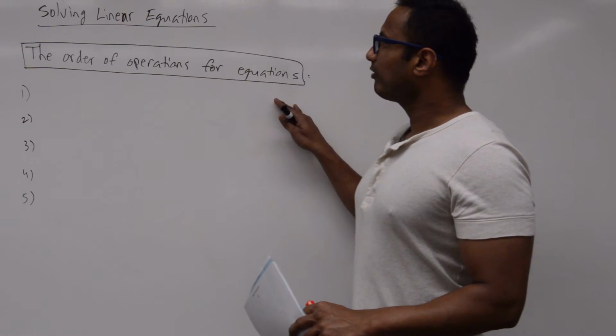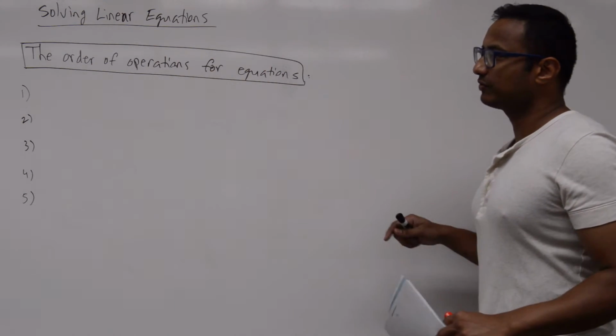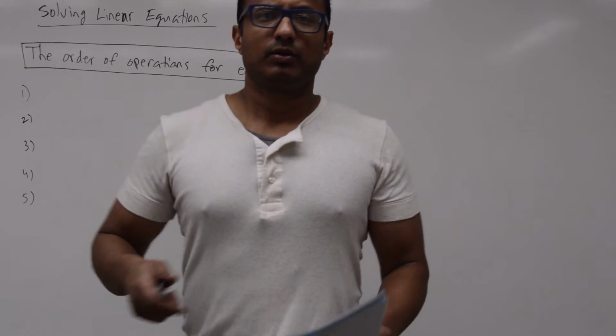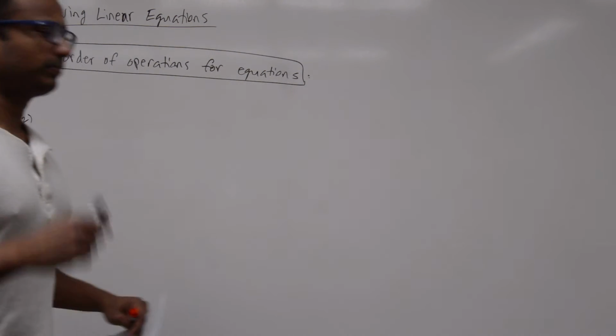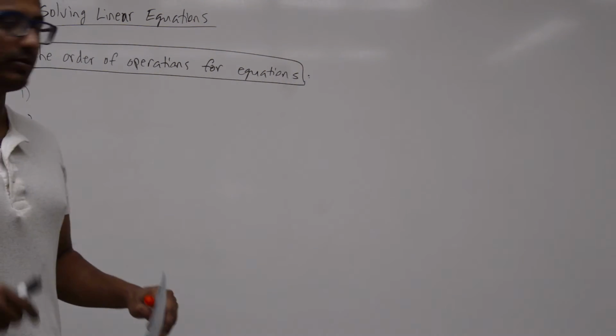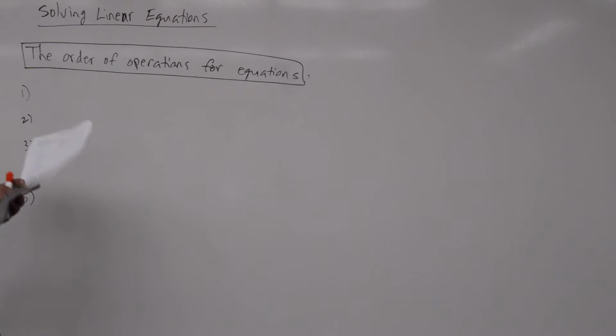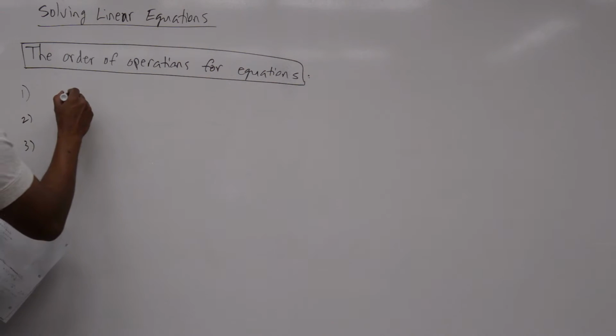So to start off, just like there's an order of operations for numbers, which is PEMDAS, which is parentheses, exponents, multiply, divide, add, subtract, there's also an order of operations for equations, to solve equations. Now, in general, you can use this for most linear equations. The order of operations is: 1, you distribute.